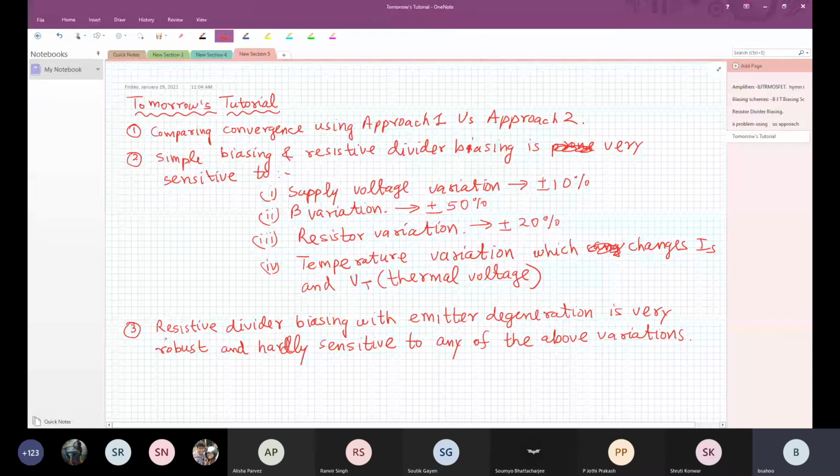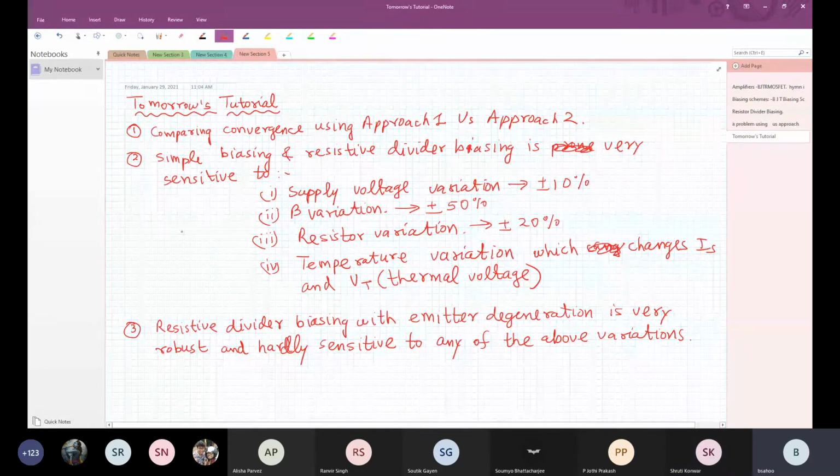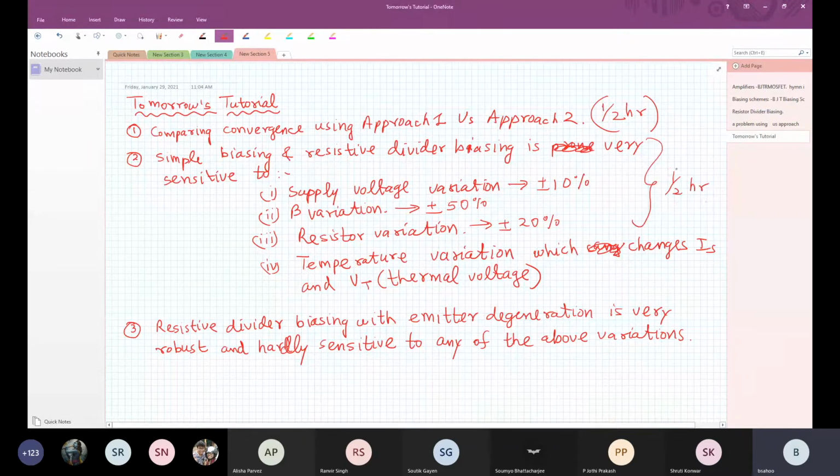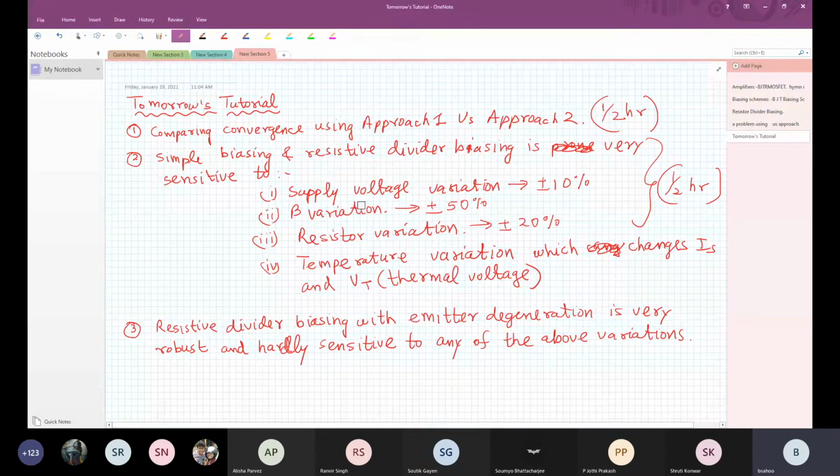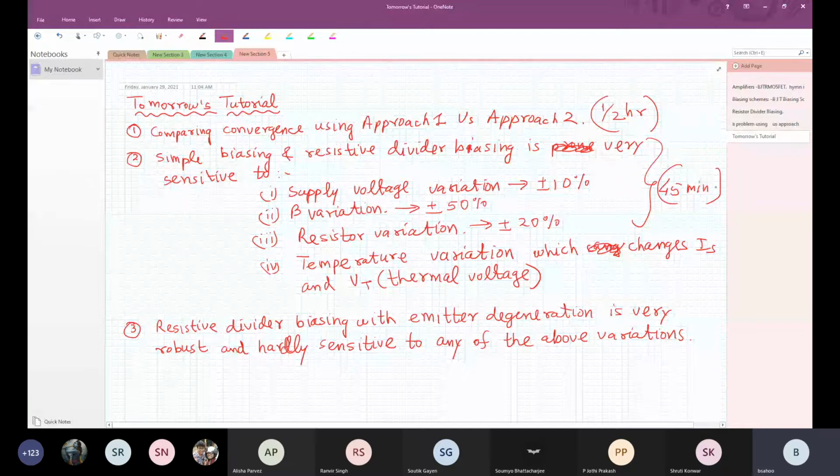I'm thinking half an hour for this, and this thing half hour, and I would say this is, I think, 45 minutes. I would rather say 45 minutes. 15 minutes for the 3 cases. So 45 minutes. And this should be 15 minutes, because this will be a follow-up on this thing. You will replace this with any of the, we'll solve one case only. Beta variation is enough to solve it.